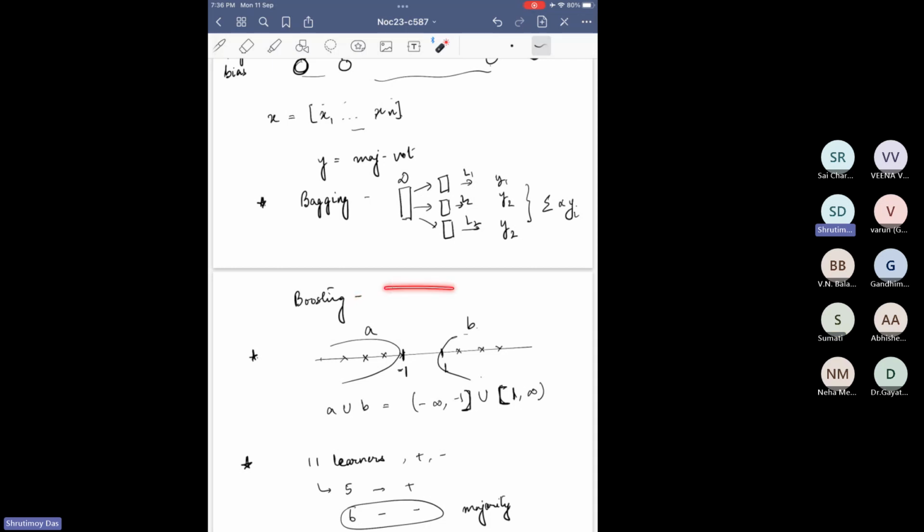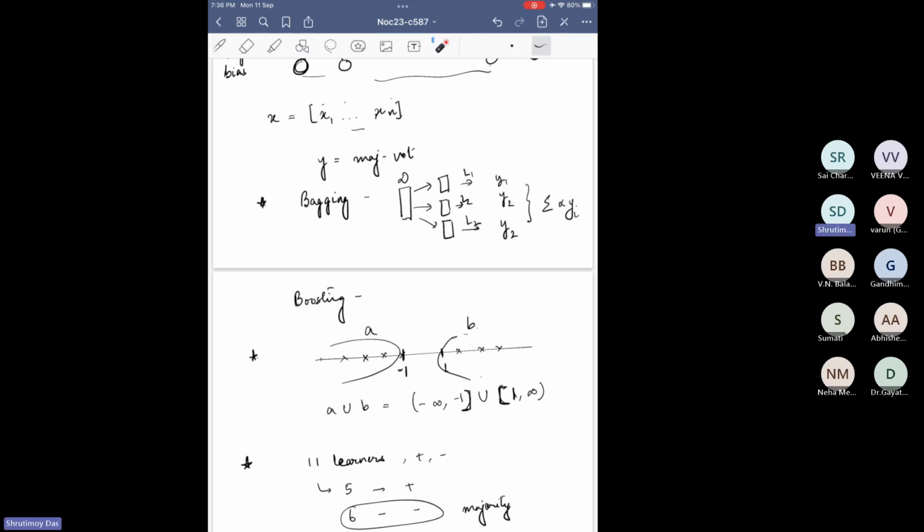Suppose you are given some n points, and first of all these n points will have equal weightage, and you learn some classifier or some model on these n points. After one iteration, you will see that some of these points are correctly classified and some are wrongly classified. The correctly classified ones are the easy examples. Now what we do is increase the weight of the harder examples that were not correctly classified, and then we learn the model again.